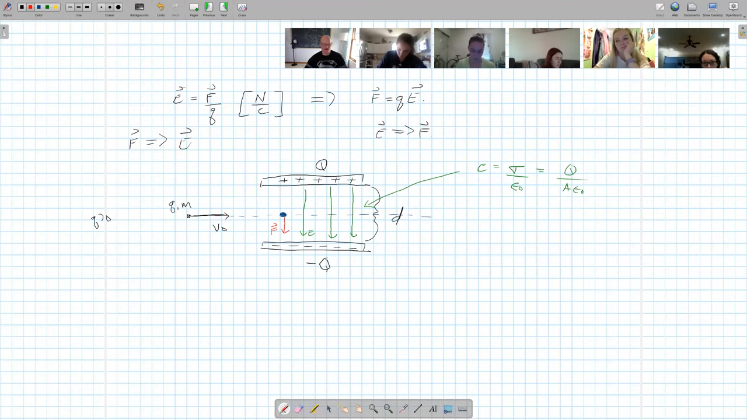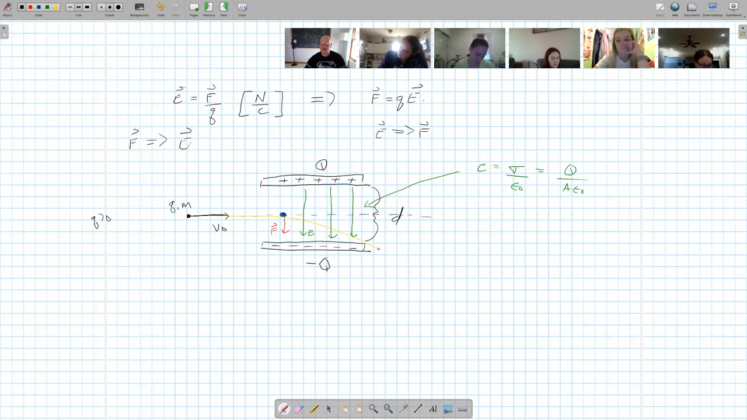As this charged particle moves inside of the plate, it's going to feel a force perpendicular to the direction of its motion, which means it's going to curve its path. So if I was looking at the path of the charged particle as it moves inside the plates, the force is perpendicular to its direction, so this thing is going to undergo a curved path until it comes out of the plates. And once it comes out of the plates, then it will move in a straight line again.